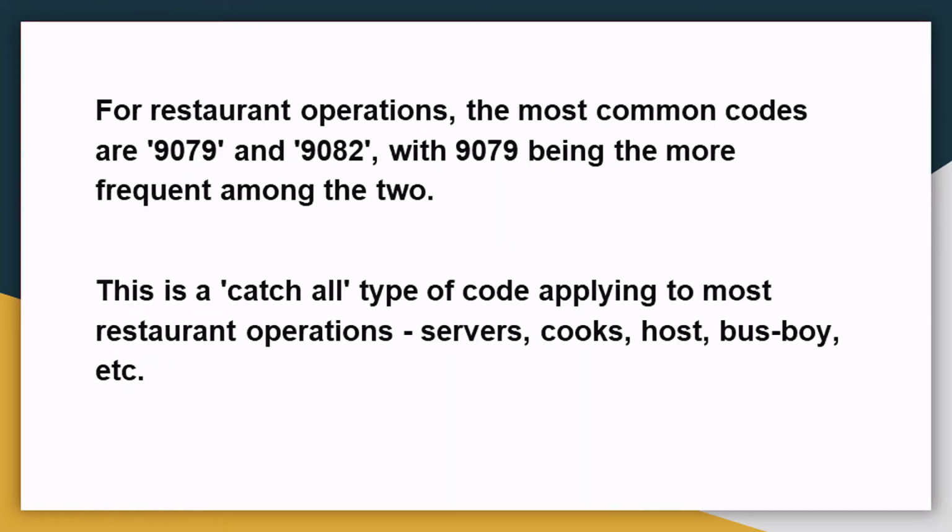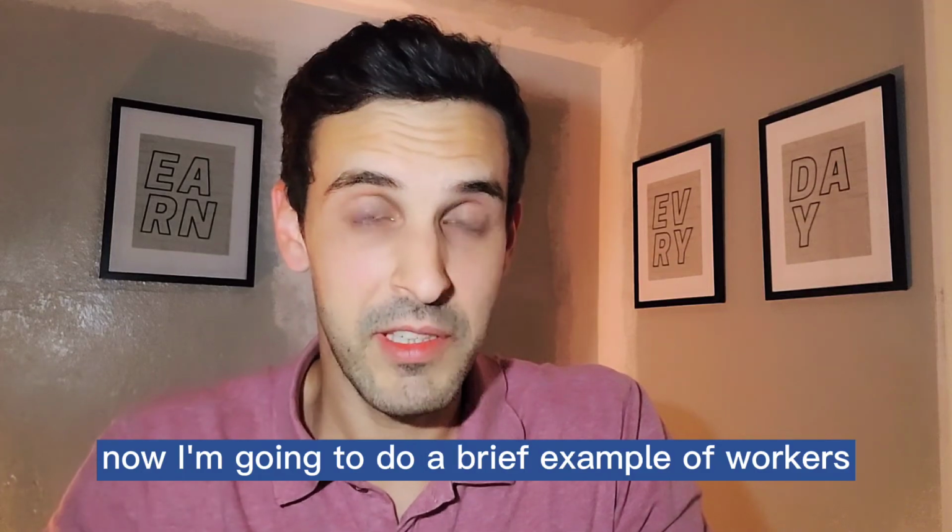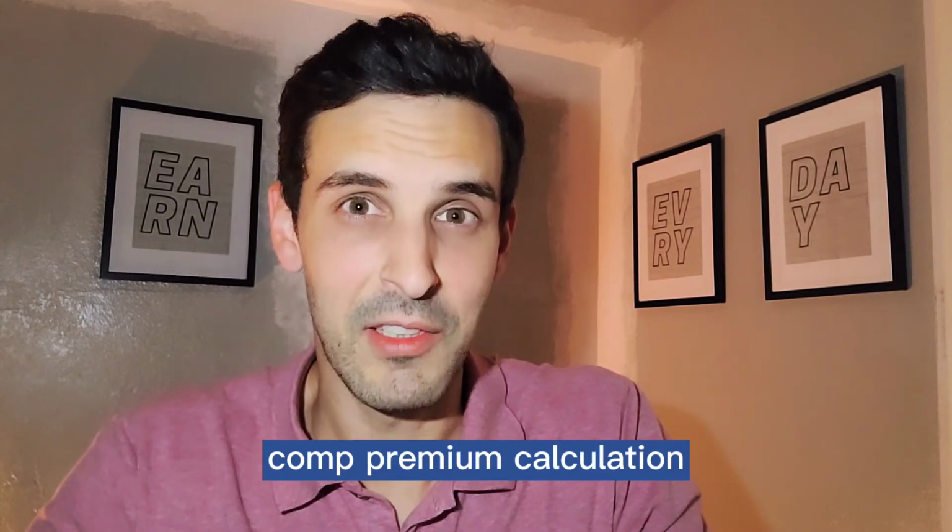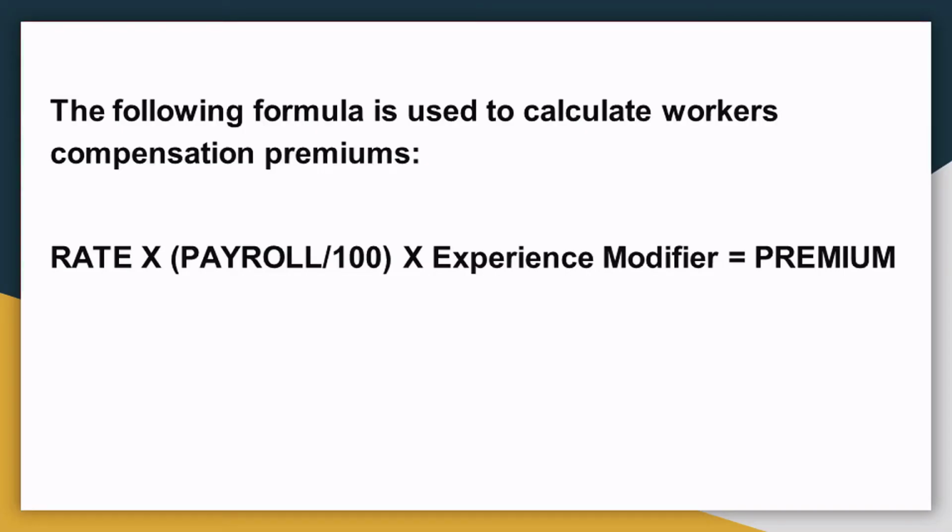For restaurant operations, the most common codes are 9079 and 9082, with 9079 being the more frequent among the two. This is a catch-all type of code applying to most restaurant operations: servers, cooks, hosts, busboys, etc. Now I'm going to do a brief example of workers' comp premium calculation. The following formula is used to calculate workers' compensation premiums. Rate times payroll over 100 times experience modifier equals the premium.